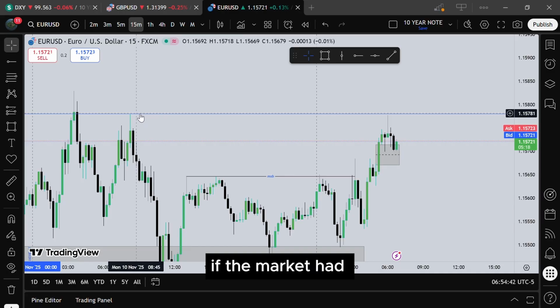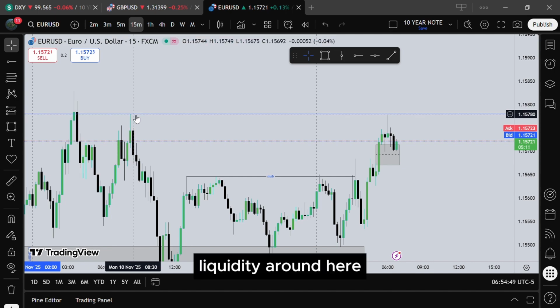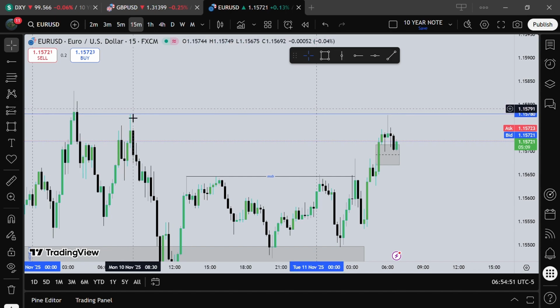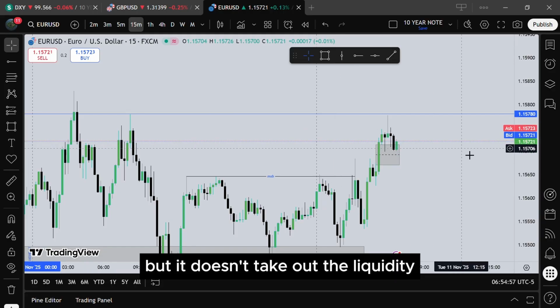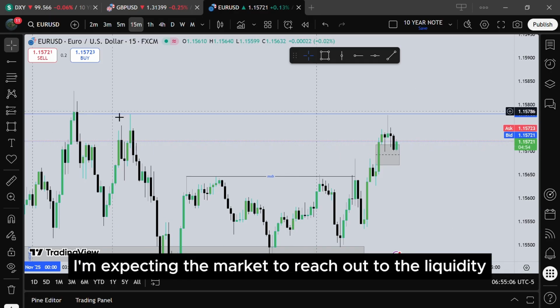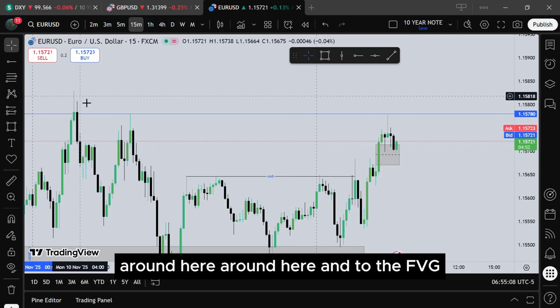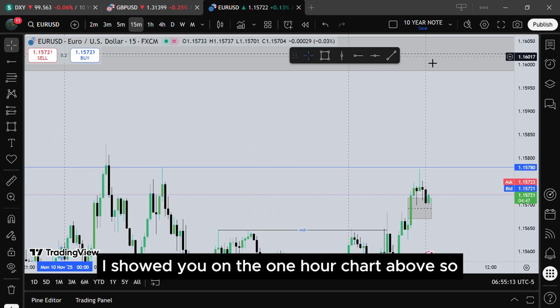Had the market reached out to the liquidity around here, I would have calmed down and stayed silent. But it hasn't taken out the liquidity. You have one here, another one here. So I'm expecting the market to reach out to the liquidity around there, and to the fair value gap I showed you on the 1 hour chart above.